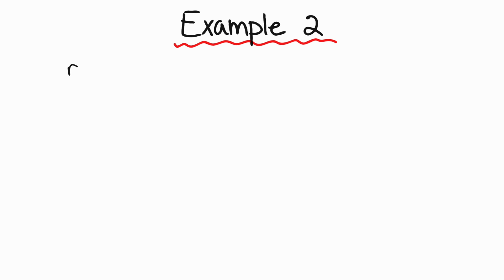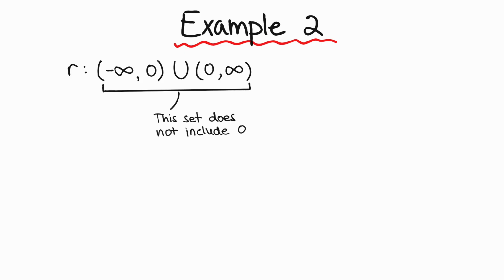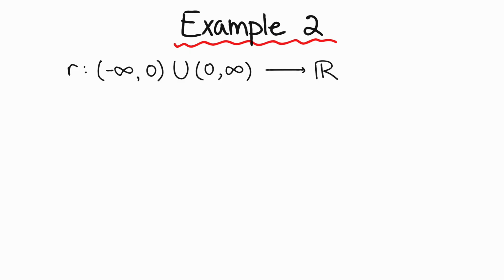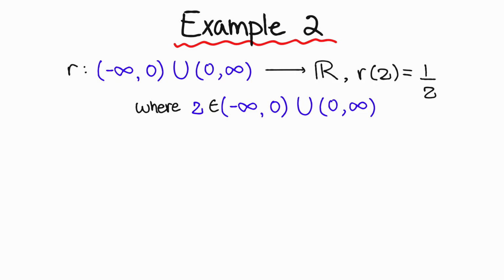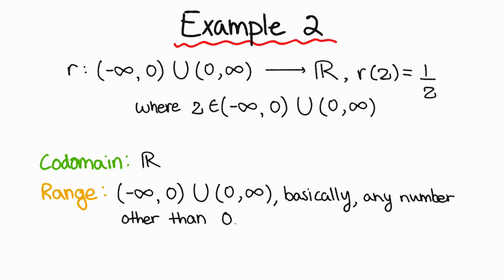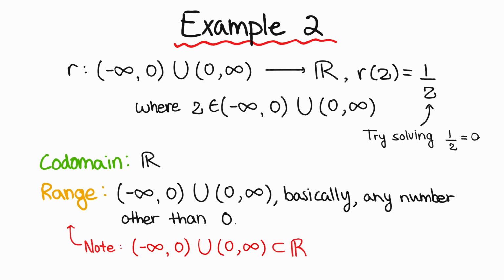Another one, let r be a function from negative infinity to 0, union 0 to infinity. That just means that we are not including 0 in the set. So from this domain all the way to the set of real numbers. The rule in this case is r of z is equal to 1 over z, where z is the input from the domain. The codomain is the set of reals, but the actual range is any number except 0. This is because no input can give us an output of 0. Again, this is a subset of the codomain.